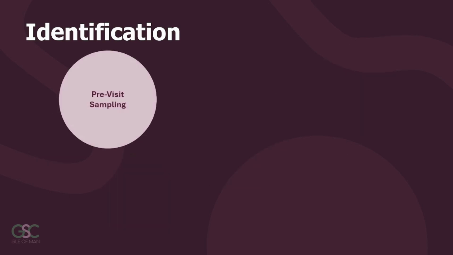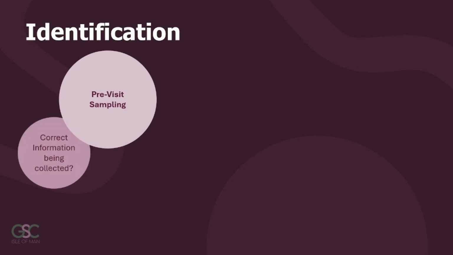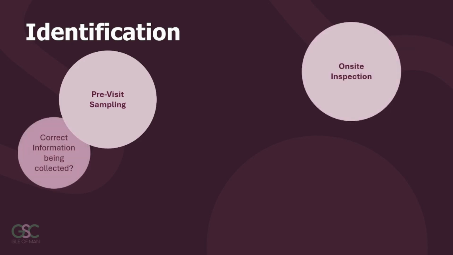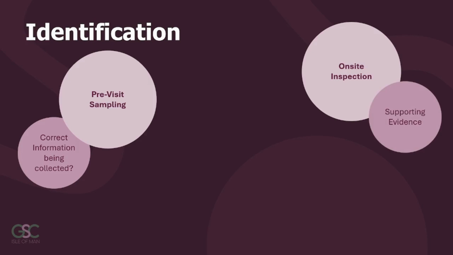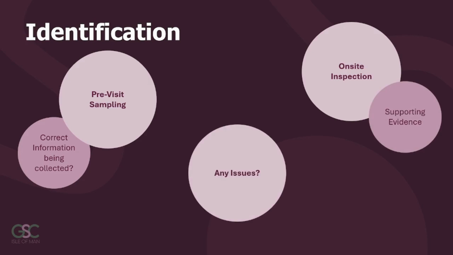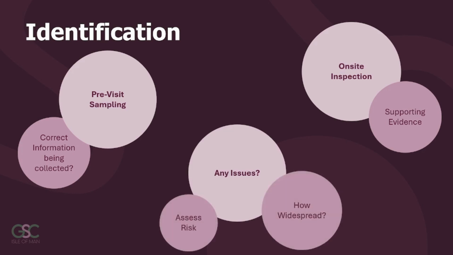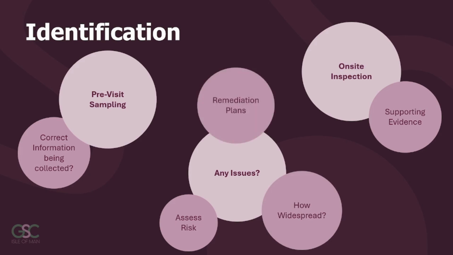Pre-visit sampling will evidence that the right information is being collated at registration for new customers. The on-site inspection is looking for evidence that supports your compliance. If the pre-visit sample identifies gaps, the inspectorate will assess the materiality of risk, how widespread the failures may be, and what remediation plans are in place.